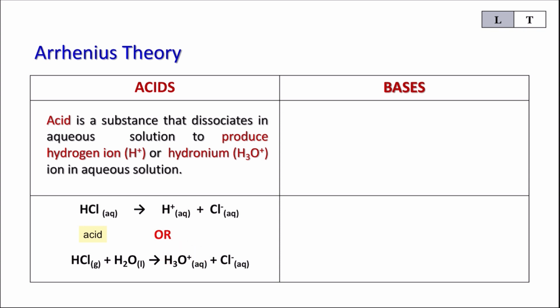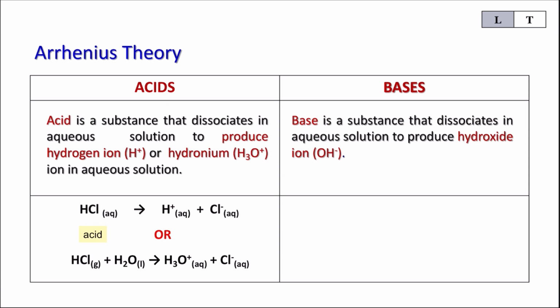Next one, we have base. Base is a substance that dissociates in aqueous solution to form hydroxide ion. Hydroxide ion, the formula is OH-. So for example, you have NaOH, it will dissociate to form Na+ and OH-. Both of them are in aqueous phase. So kita boleh nampak OH- terhasil di bahagian produk. Automatically NaOH can be considered as base.